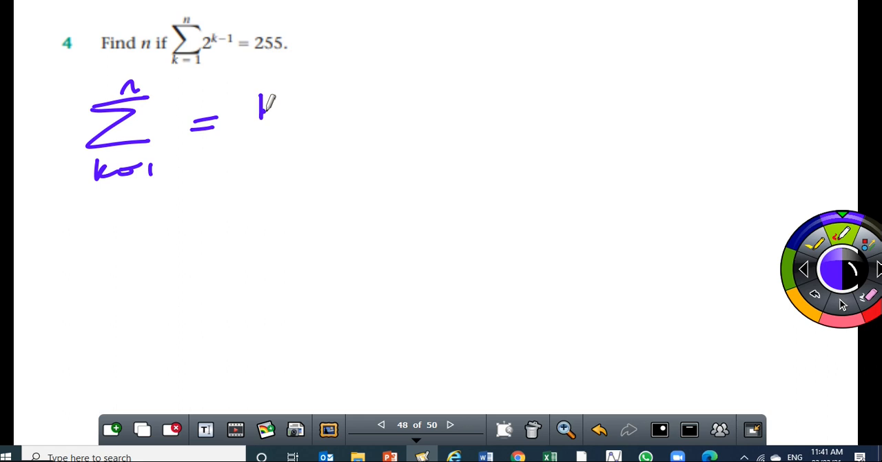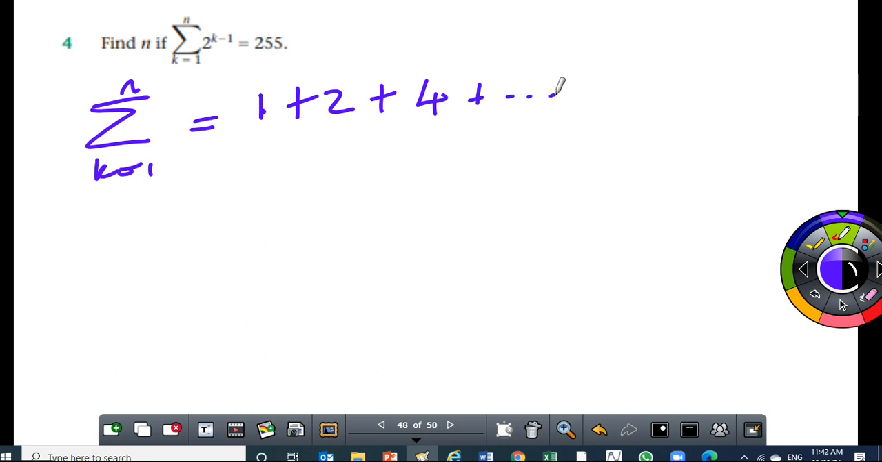Are you following? Yes. Then if I put k equal to 2, 2 minus 1 gives me what? 1. Then 2 to the power of 1, you get 2. Plus, if I put k equal to 3, 3 minus 1 gives me a 2. So I'll end up getting a 4. Then you say plus plus.